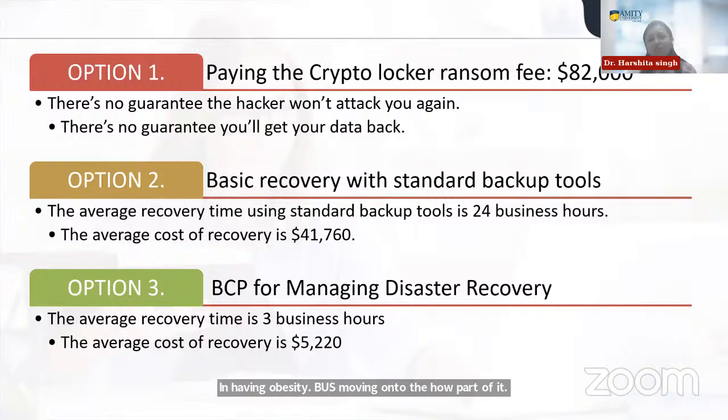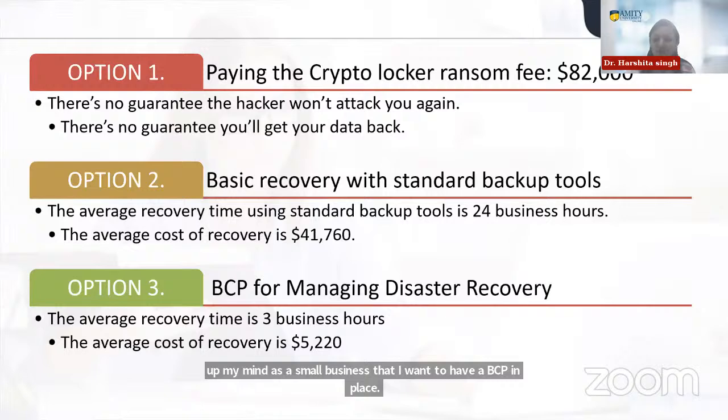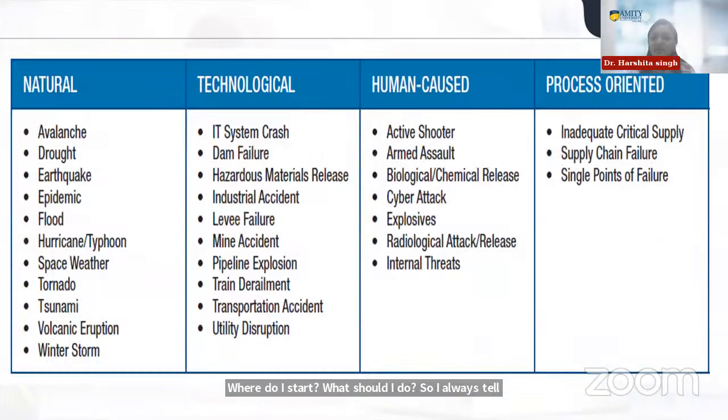But moving on to the how part of it. Many of my students ask me, ma'am, one fine day, if my boss asks me to focus on BCMP, or I make up my mind as a small business that I want to have a BCP in place, where do I start? What should I do? I always tell them to make a list of all the possible disruptions that can happen in your business. It can be a natural disruption, a technological disruption, a human caused disruption, or a process oriented disruption. And there are huge possibilities of any of these disruptions popping up any time when everything was going fine and you're thinking you are making good business.